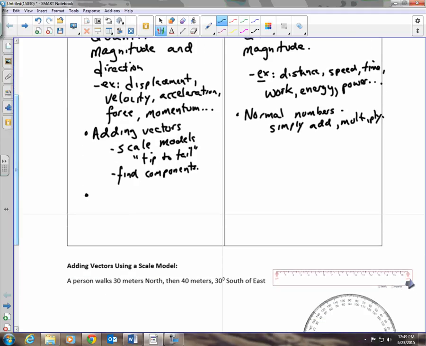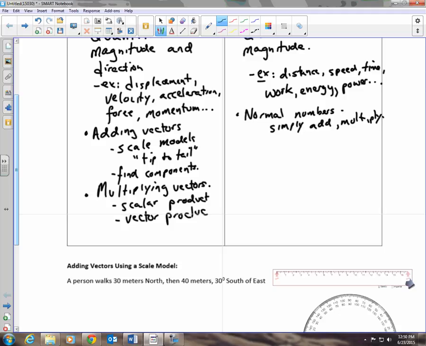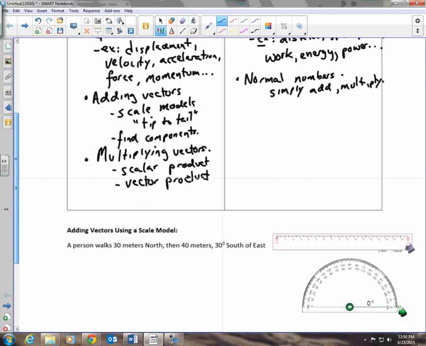Now, something that you didn't learn about was multiplying vectors. And there's actually two ways to multiply vectors that we're going to learn. One gives you what's called a scalar product, and the other gives you a vector product. I'm not going to go into any more detail now, but we will later on in the unit.